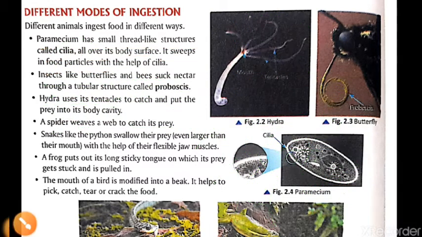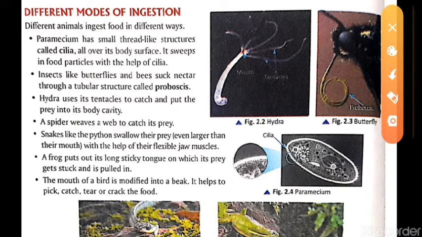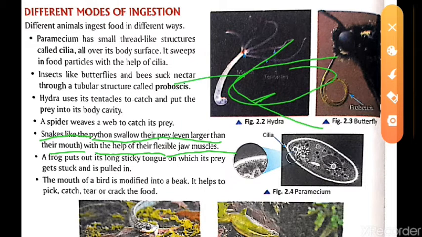Now the next point is snakes. As we all know, snakes are very poisonous. Snakes like python swallow their prey even larger than their mouth with the help of their flexible jaw muscles. I think you all must have seen the snake called the python, in Hindi called ajgar. You have seen that they spread their mouth very wide, put their prey into their mouth and engulf it, and they break its skeleton, and after that they eat their prey.